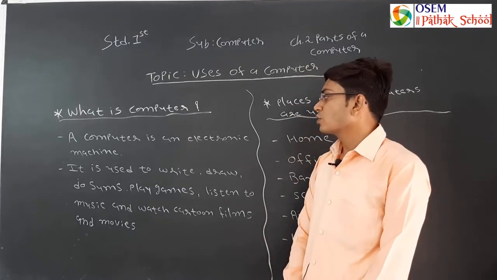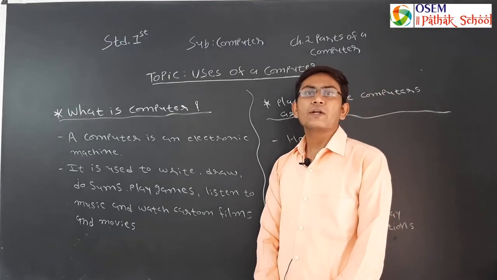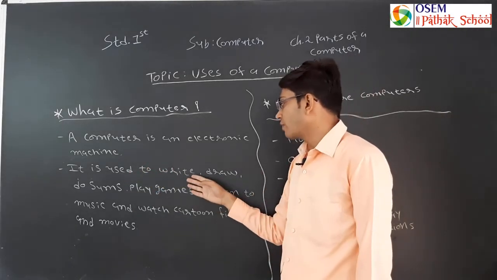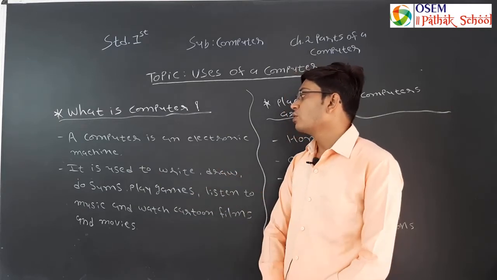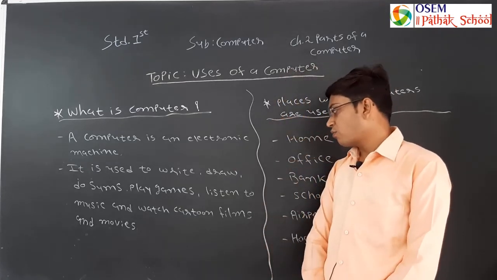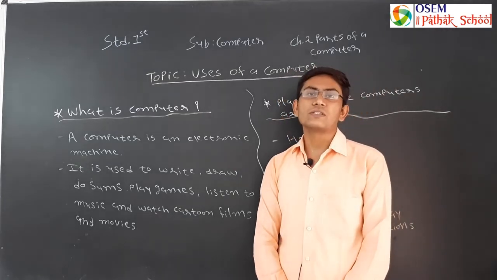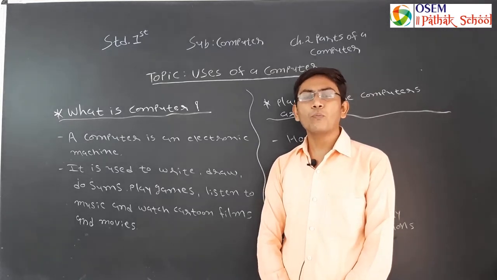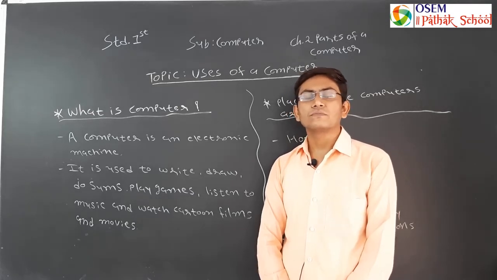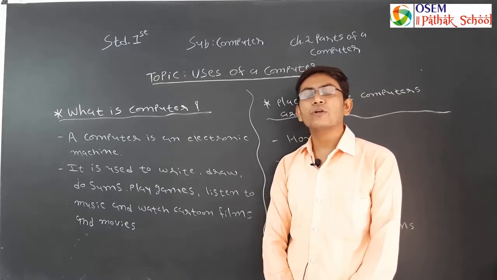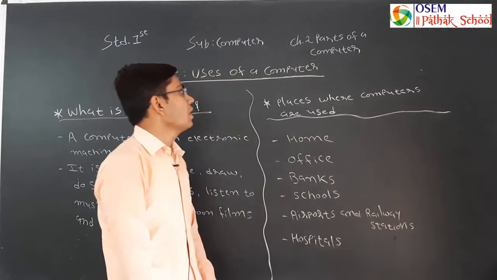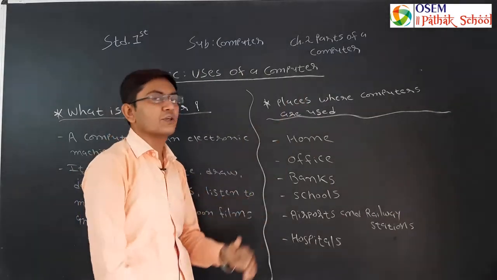We can use computer for doing different types of work. It is used to write, draw, do sums, play games, listen to music and watch cartoon films and movies. So with the help of computer we can perform different work. But where are these computers used? So let's see places where computers are used.